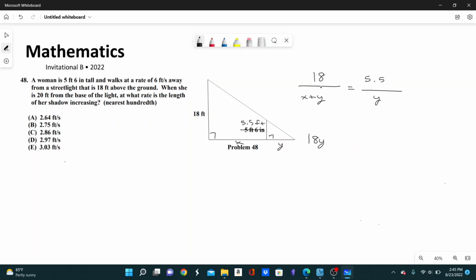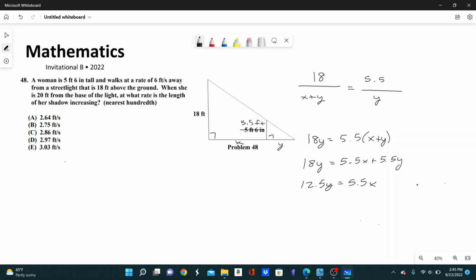So 18y equals 5.5 times x plus y, or 18y equals 5.5x plus 5.5y, or, let's see, 18 minus 5.5, that's 12.5y equals 5.5x.